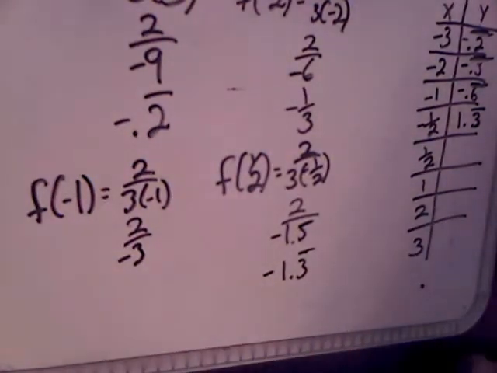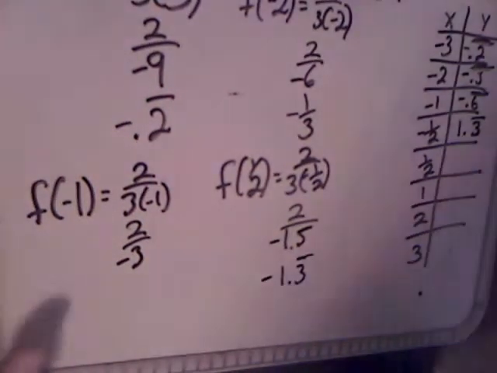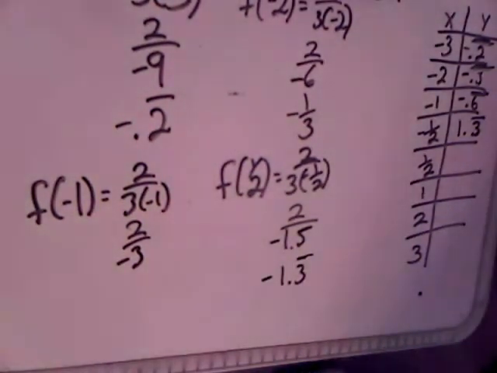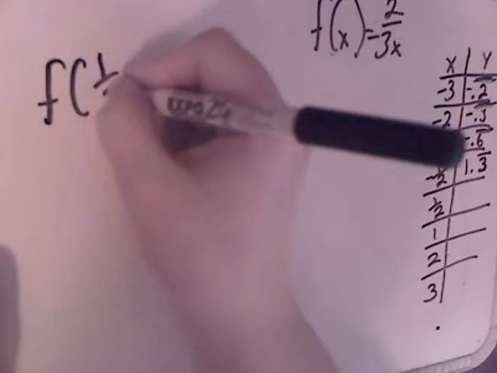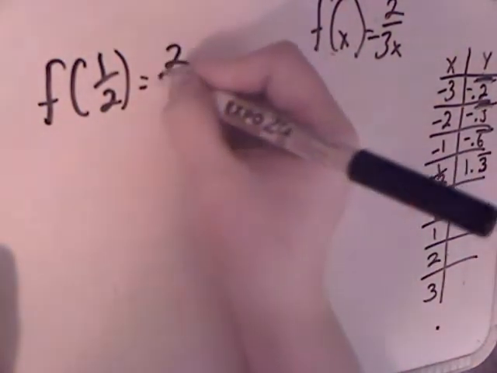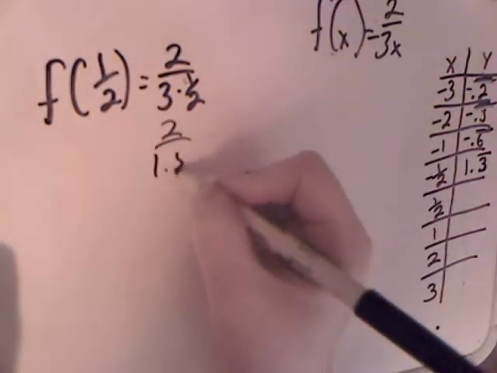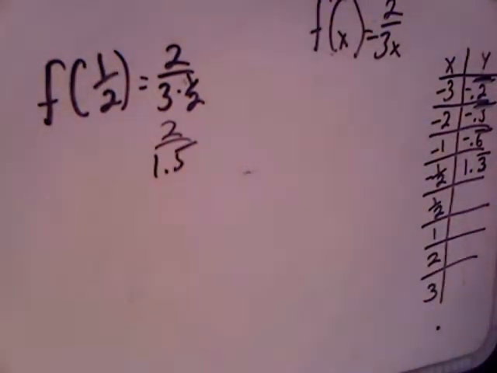And now we're going to do the opposites, which should end up being the exact opposite numbers, but we're going to double check to make sure that we did our math correctly, because there's a lot of little things that could have been overlooked. And we also want to show our work. So when x is 1/2, we have 2 over 3 times 1/2, which is 2 over 1.5, which is going to end up being 1.3 repeating.